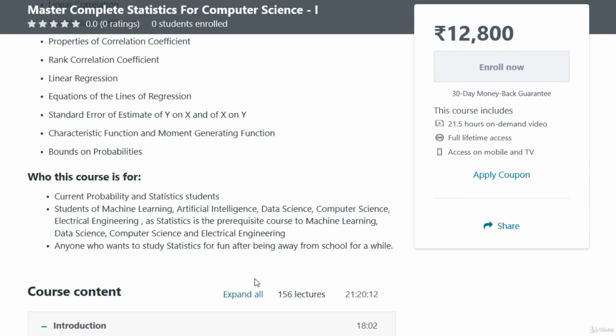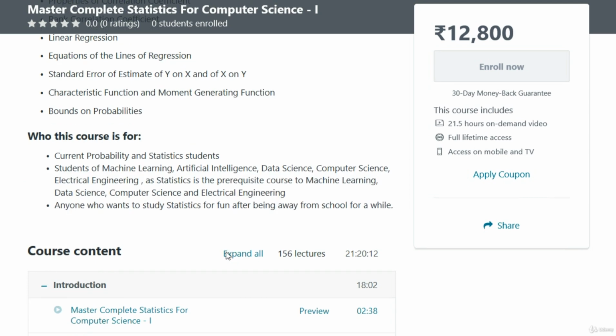And now who this course is for, that is, who can study this course. Basically current probability and statistics students will benefit much more by joining this course. Nowadays statistics is a very important part of machine learning, artificial intelligence, data science, computer science, any engineering field you take, it is important. So students of all these fields can take up this course, where statistics is a prerequisite. And anyone who wants to study statistics for fun after being away from school for a while, that is, for fun also you can study this course.